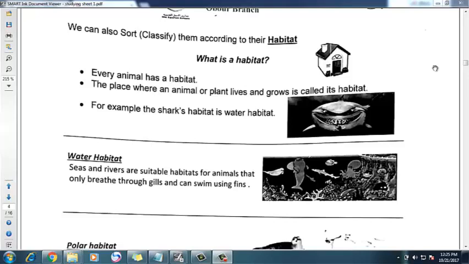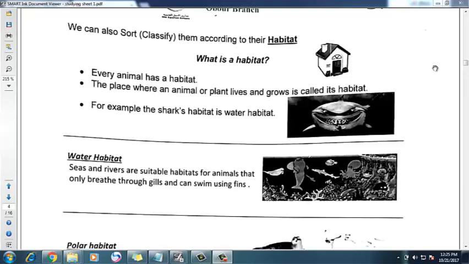In this video we are going to sort or classify animals according to their habitat. What is the meaning of habitat? Habitat is the place where every animal can live. Each animal has its own habitat. Each animal or plant or human has its own habitat. And habitat is the place where an animal or plant lives and grows.